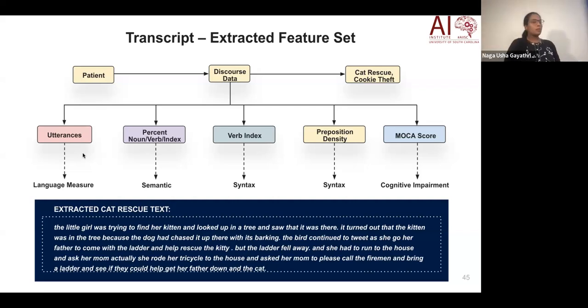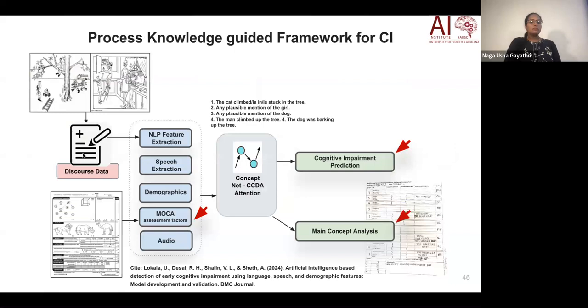Okay. So coming to the pipeline. This pipeline includes automatic discourse feature extraction and a cross-cognitive domain attention mechanism to predict cognitive decline from raw spoken discourse text. And these are the features that we work with: textual features, audio features, demographics, and we have MoCA in place to label this data.